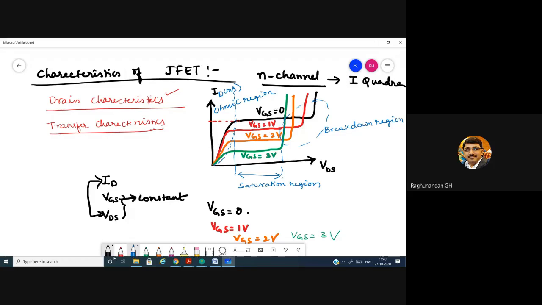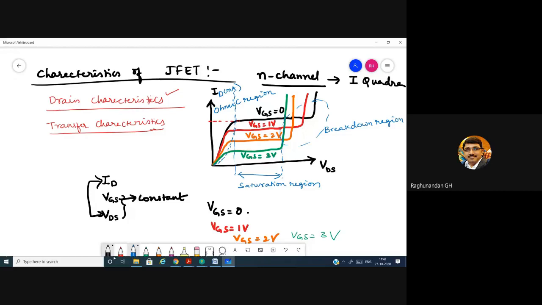Three regions of operation: cutoff region, saturation region, and one more, the active region. Cutoff region, active region, saturation region.